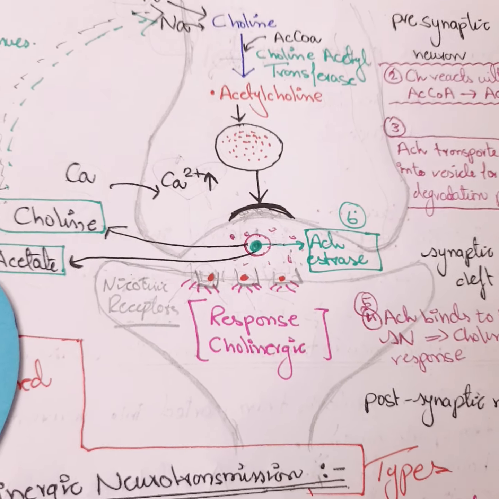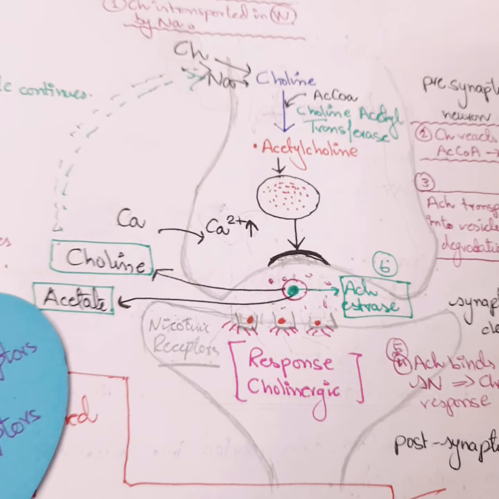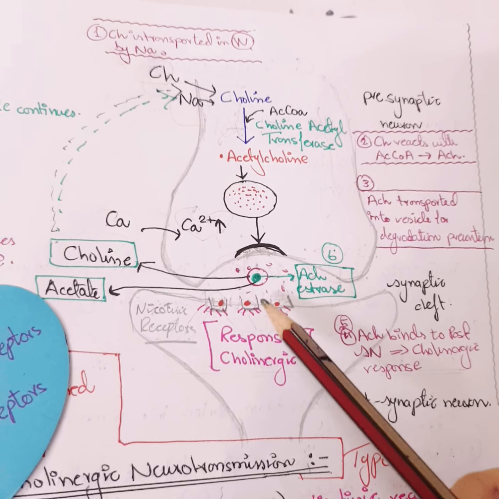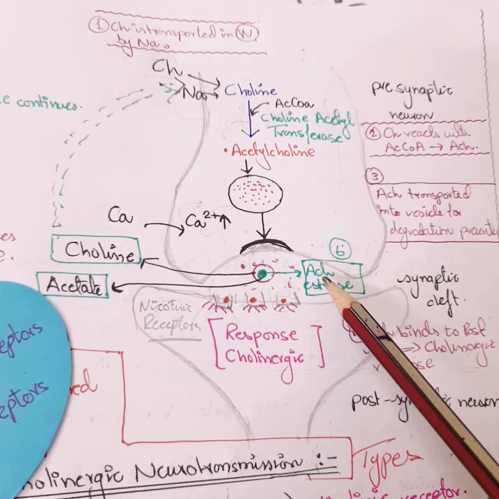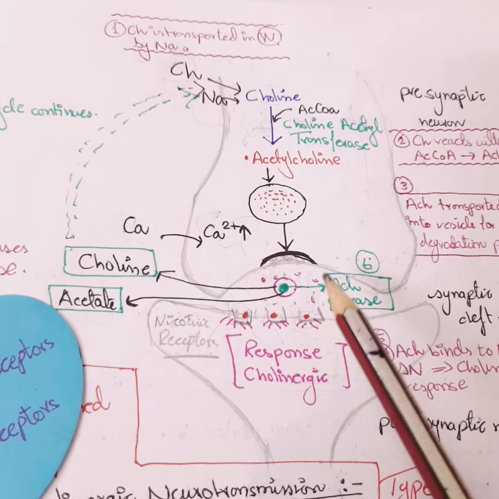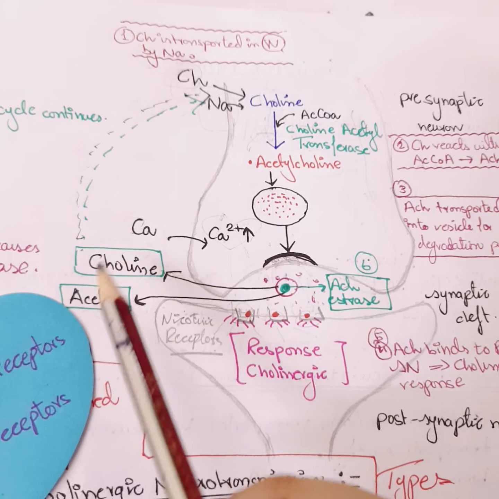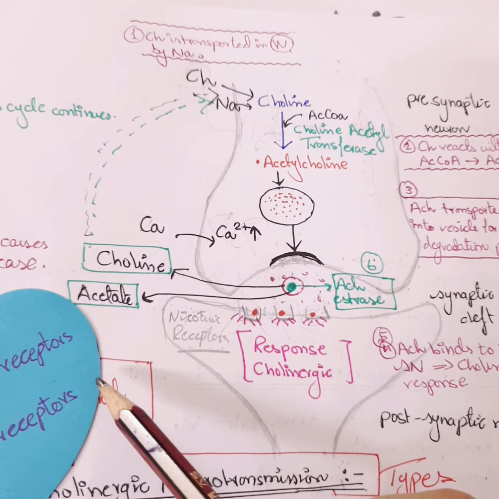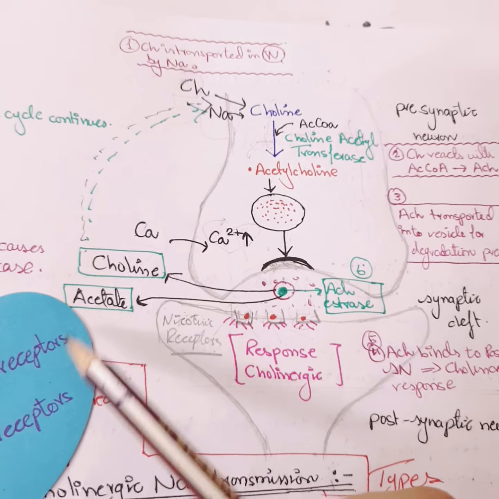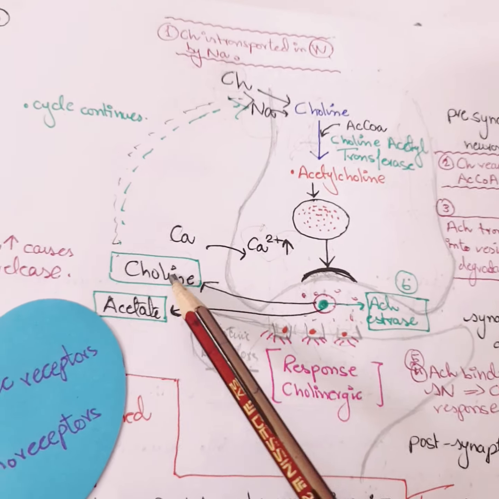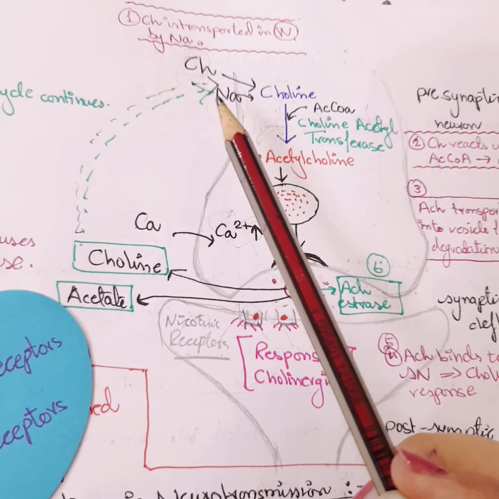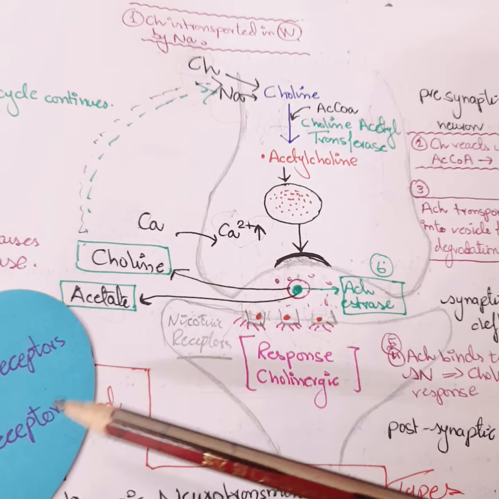Now in the last step, the acetylcholine that stays in the synaptic cleft is acted on by another enzyme, acetylcholinesterase, which will transform it into acetate and choline. Acetate will get back into the blood or be supplied to other organs or something. That concept is not very clear, but the choline will be taken back, and the cycle will get repeated.